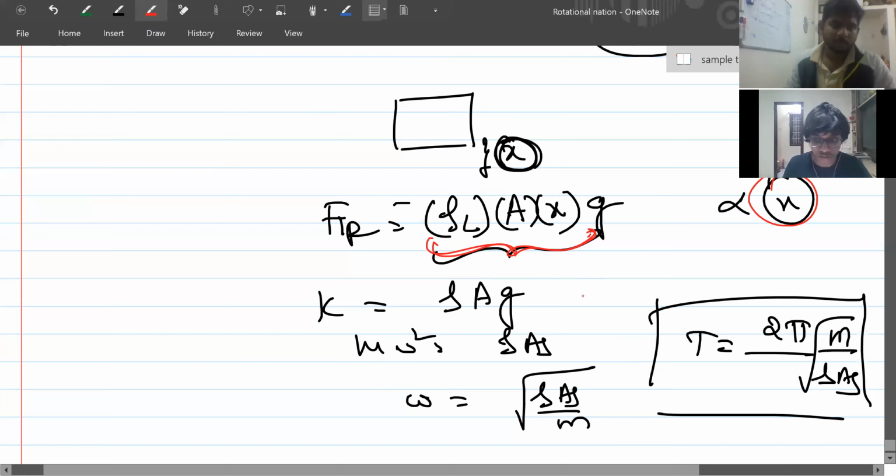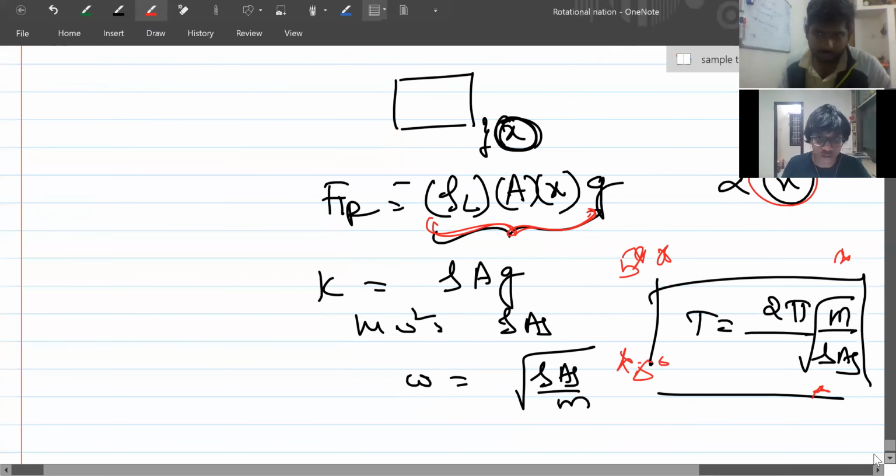Okay, next. This is an important formula. Once it is given in a previous year question, there is a chance of repetition of a similar concept. Okay, next.